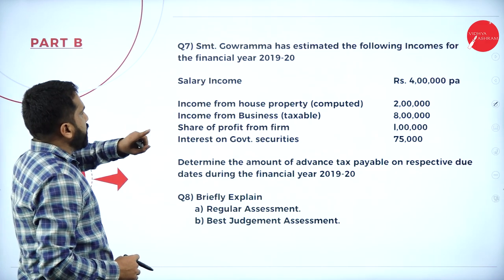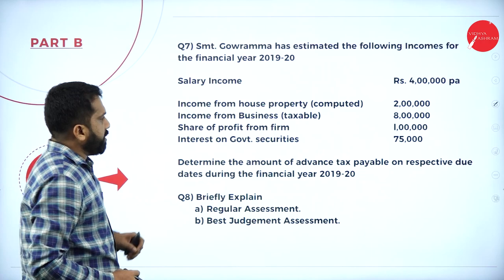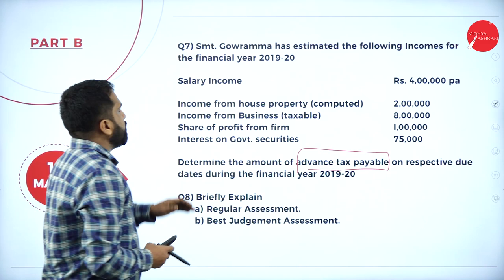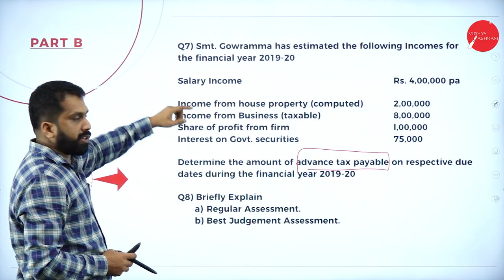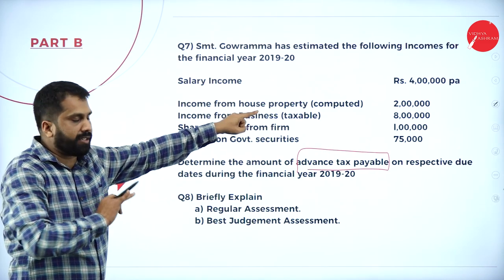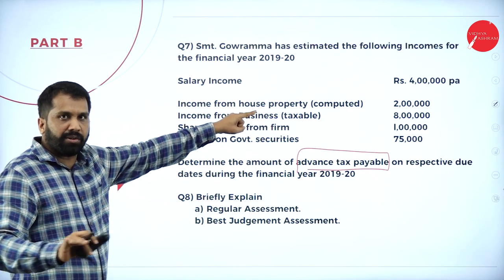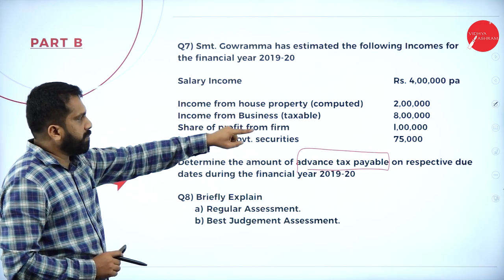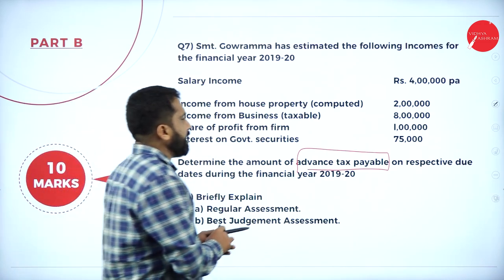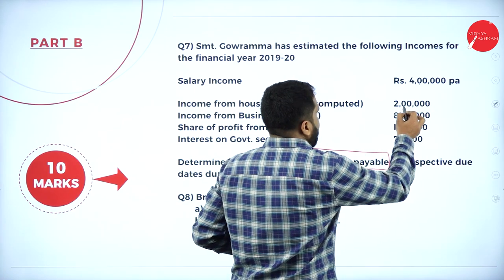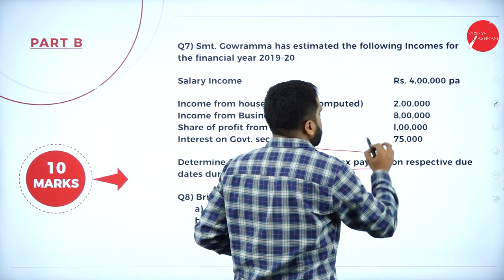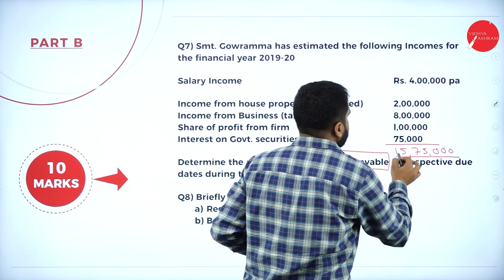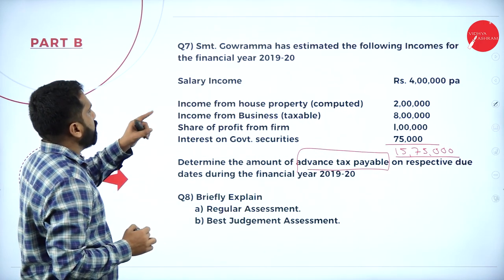Has estimated following income, salary, everything is given. Determine amount of advance tax payable. I have done this. Salary income, add income from house. Computed means don't do any 30%, nothing. No municipal tax, no 30%. Income from business, 80. Share profit from 1 lakh. Interest on government, add everything. 4 lakh plus 2 lakh, 6 plus 8, 14 lakh, 15 lakh, 75,000. Clear?